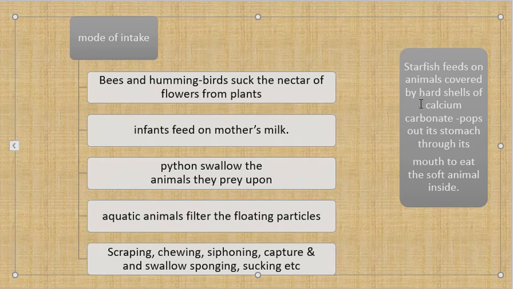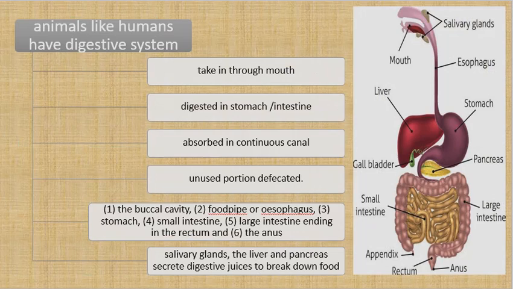Now there is a special type of animal called starfish. We all like starfish because of the design of that animal. The starfish feeds on animals covered by hard shells. So the prey of the starfish has a hard shell. So what does a starfish do? It pops out its stomach through its mouth to eat the soft animal inside. Normally what we do, we take the food and put inside our mouth. Starfish pops out the stomach through the mouth and then it takes the soft animal tissue. That is how the starfish eats. So these are the different modes of intake of food in animals.